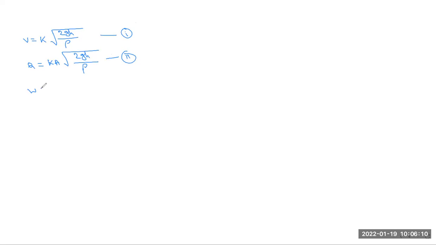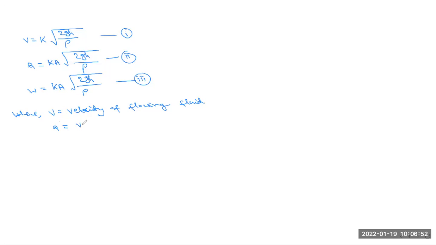And I am coming to the details of what is K, what is Q, what is V. W equals Ka root over of 2GH by rho. This is equation 3, where V is the velocity of the flowing fluid.